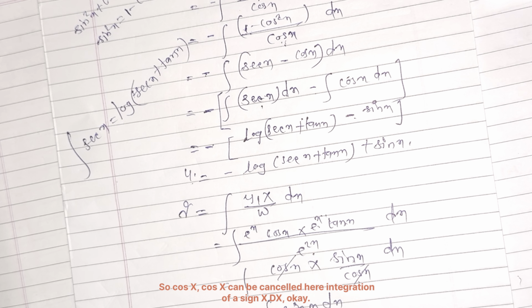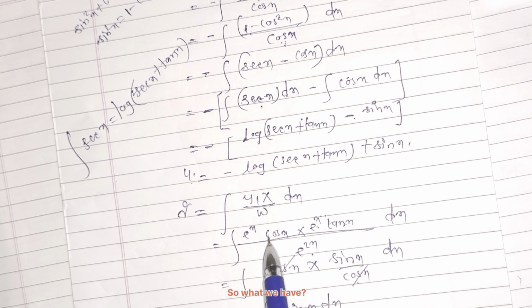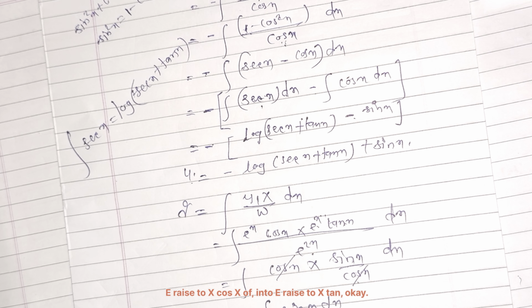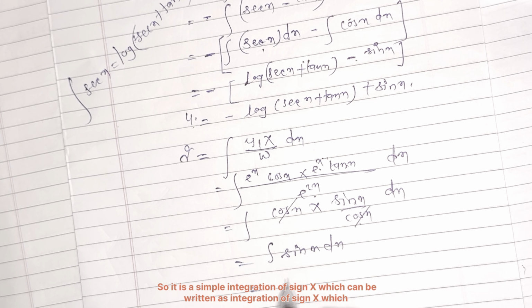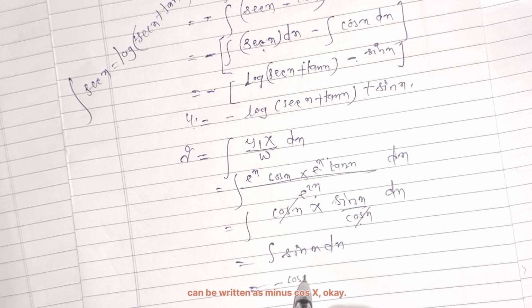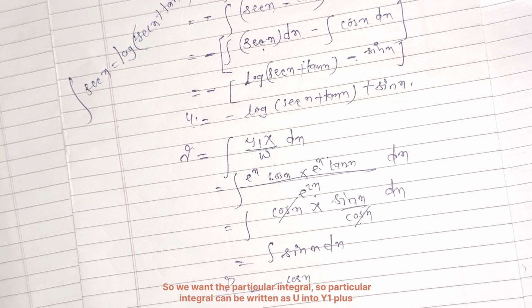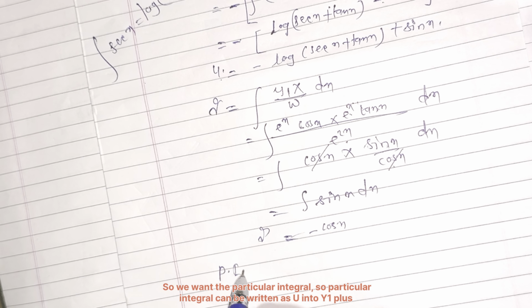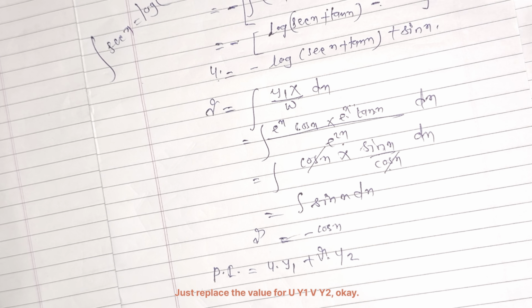What is the integration of sin x over here? It is simple: integration of sin x can be written as minus cos x. This is the value for phi. So we want the particular integral. The particular integral can be written as u into y1 plus v into y2. Just replace the values for u, y1, v, y2.